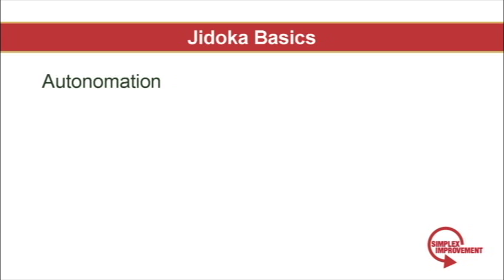So Jidoka translates to automation. Now don't go looking for automation in the dictionary. It doesn't exist in the English language. It's a play off the words autonomous and automation. Toyota combined these two terms into Autonomation to describe the word Jidoka.